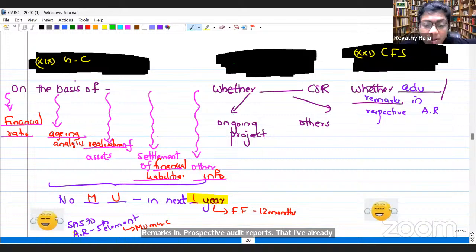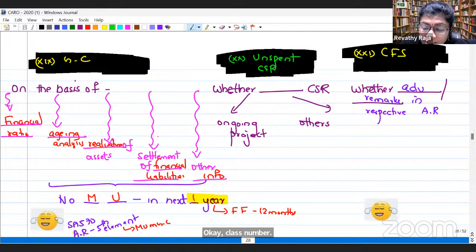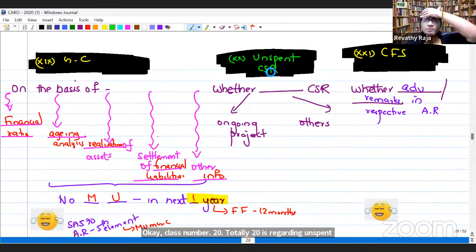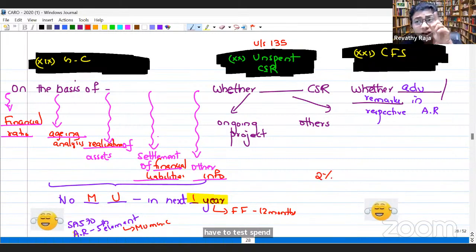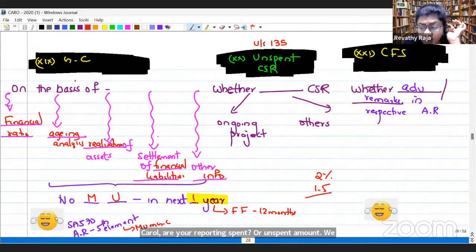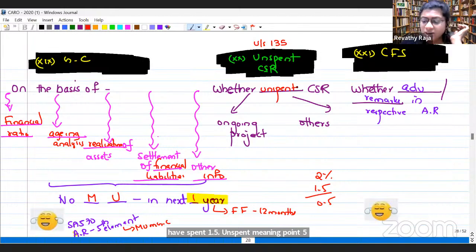Okay. Clause number 20 is regarding unspent CSR. Even though materially they have not said, you guys know, right? Net profit average, how much you have to spend under section 135? You have to spend minimum 2%. CARO, are you reporting spent or unspent amount? We have spent 1.5. Unspent, meaning 0.5. So, whether any unspent CSR is there in ongoing project and others.